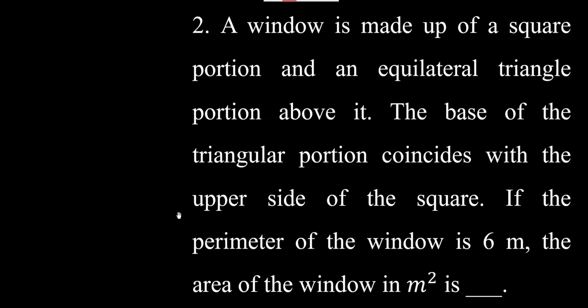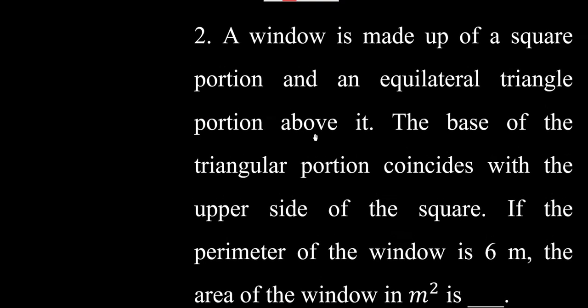Now question is, perimeter of window is 6 meters, then what is the area of window? Previous question area given, you calculated perimeter. Now in this question, perimeter given, you need to calculate area. A window is made up of a square portion and an equilateral triangle portion above it. The base of the triangle portion coincides with the upper side of the square. If the perimeter of the window is 6 meters, the area of window in meter square is what?